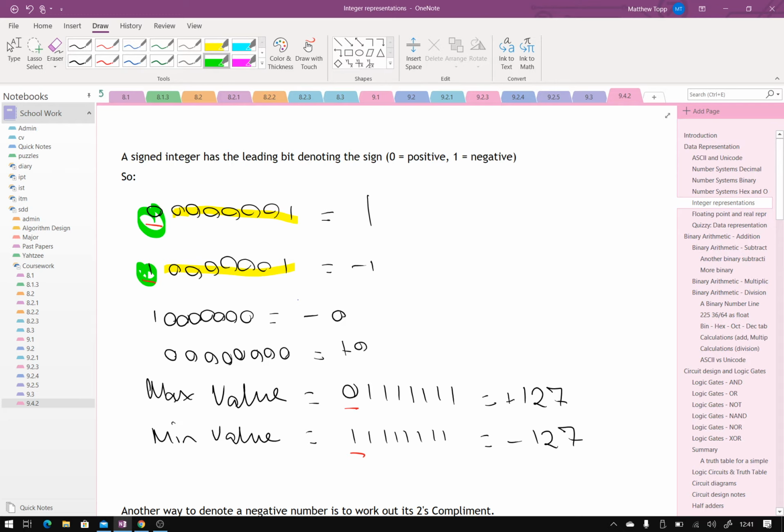Oh, floating points aren't that bad. He says that, yeah.